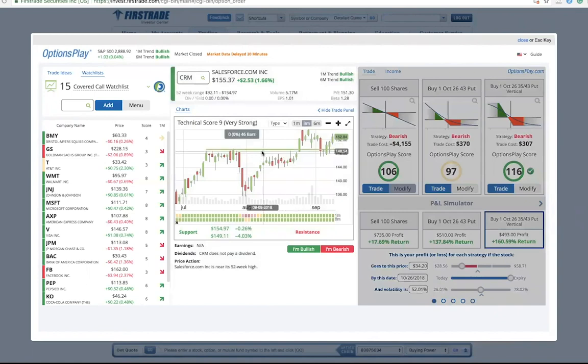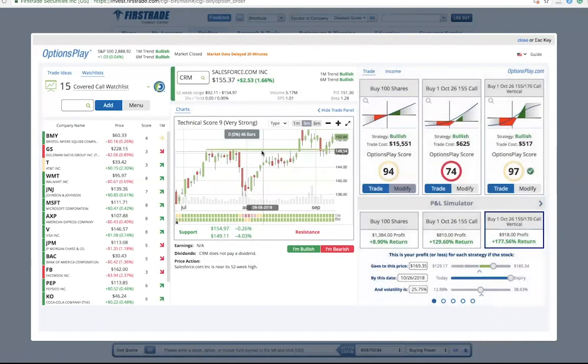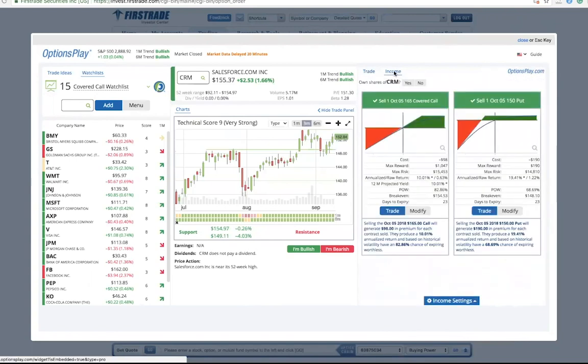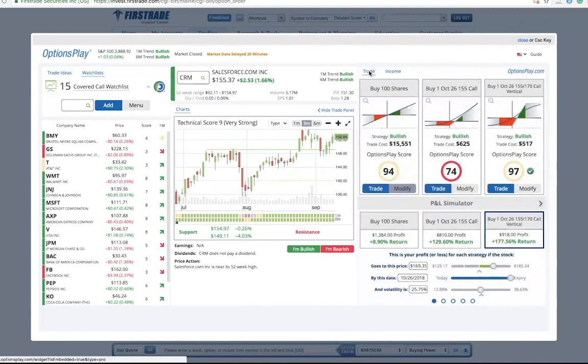Once you have your directional view, how do you actually take advantage of that? And that's really where trading and income comes in. So we talked about 2 different ways of utilizing options. One is speculation, and that's what trading is, and the other is income, which is selling covered calls. We'll talk about each one of these separately.